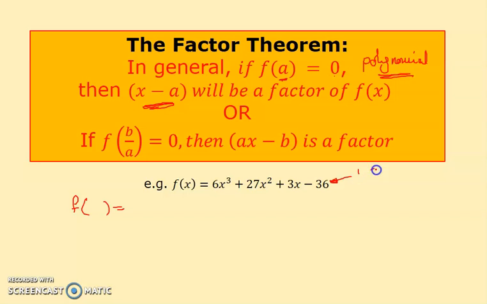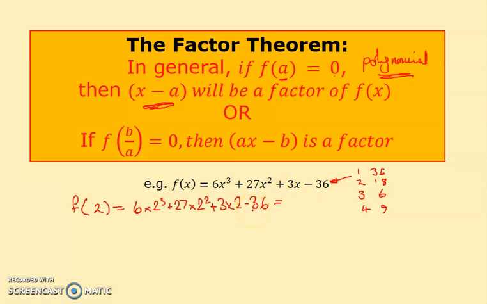So obviously, you've got 1, you've got 36. You've got 2, you've got 18. You've got 3, you've got 12... you've got 6. 4 and 9. And you could try any of these. So, for instance, if I tried f of, say, 2, pick one at random, it'd be 6 lots of 2 cubed, plus 27 lots of 2 squared, plus 3 lots of 2 minus 36.